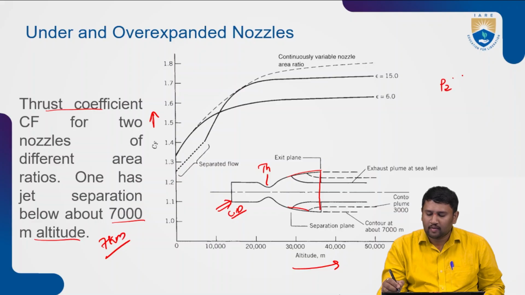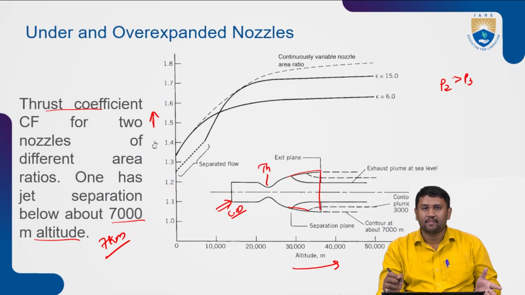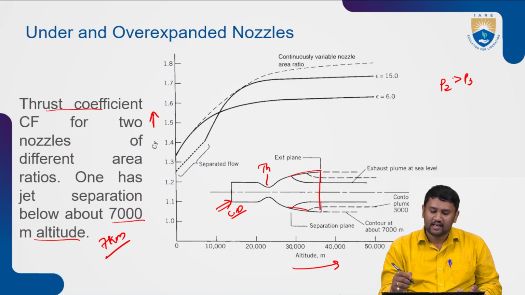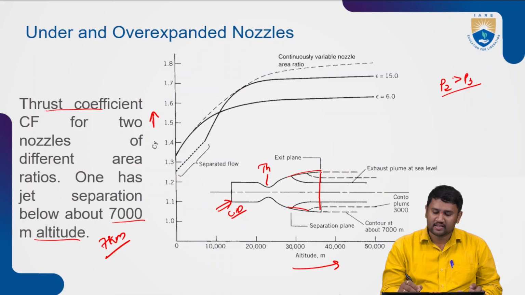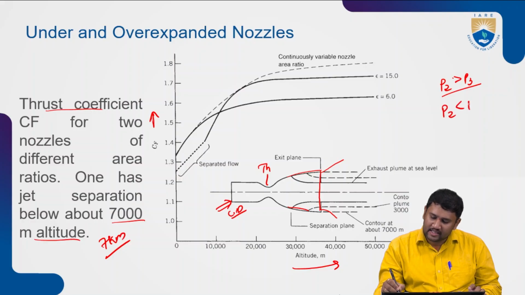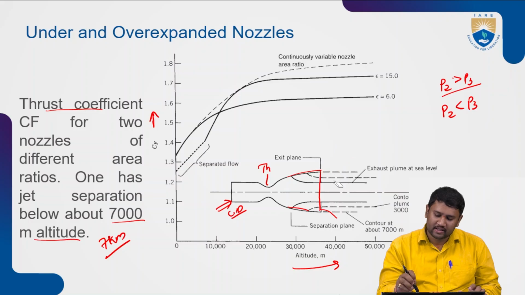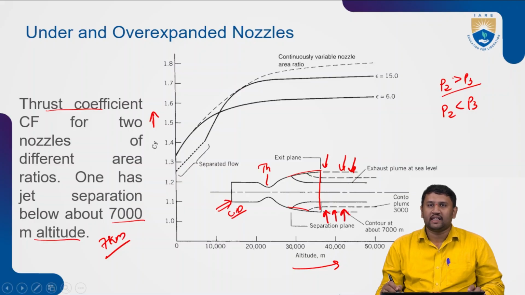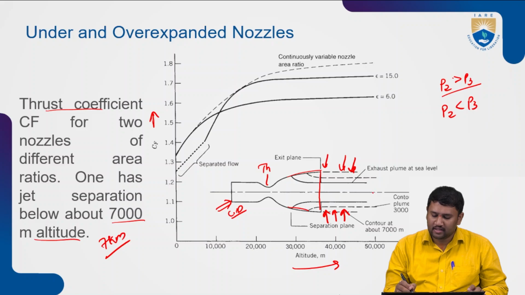If P2 is greater than P3, the pressure that is coming out of the nozzle is higher than P3. What happens at the time? As we discussed earlier, the flow would get out. Now what happens if the same P2 is less than P3? At the time, the exit pressure or the atmospheric pressure will tend to pressurize the flow in. Now what happens during this?